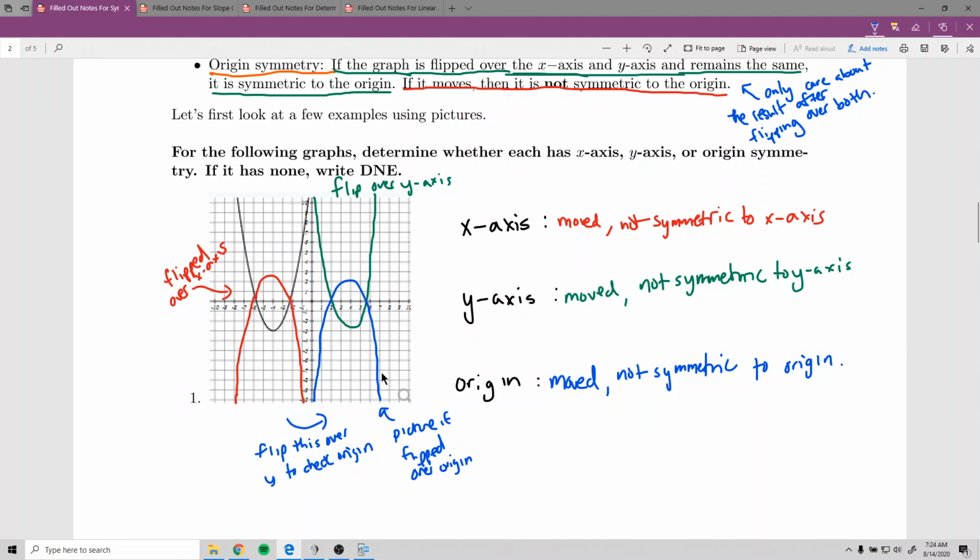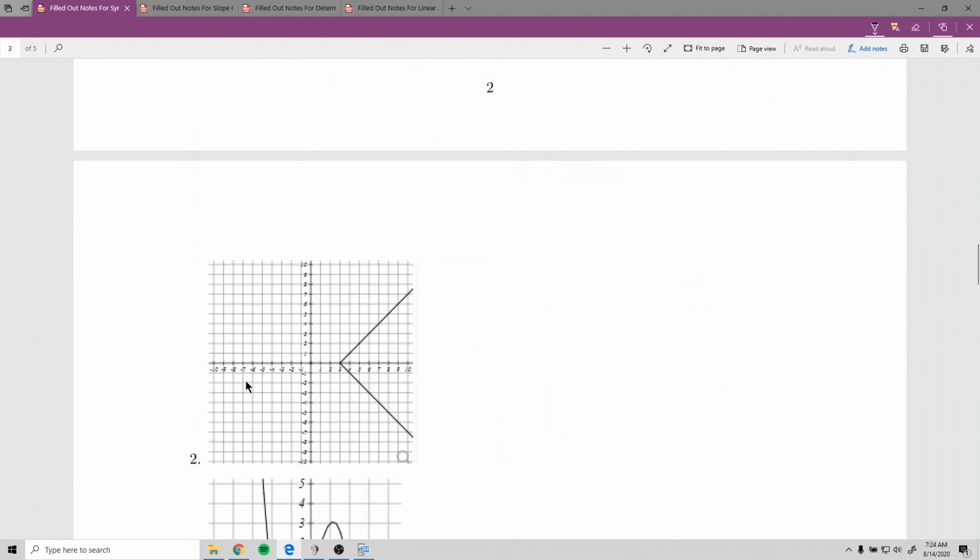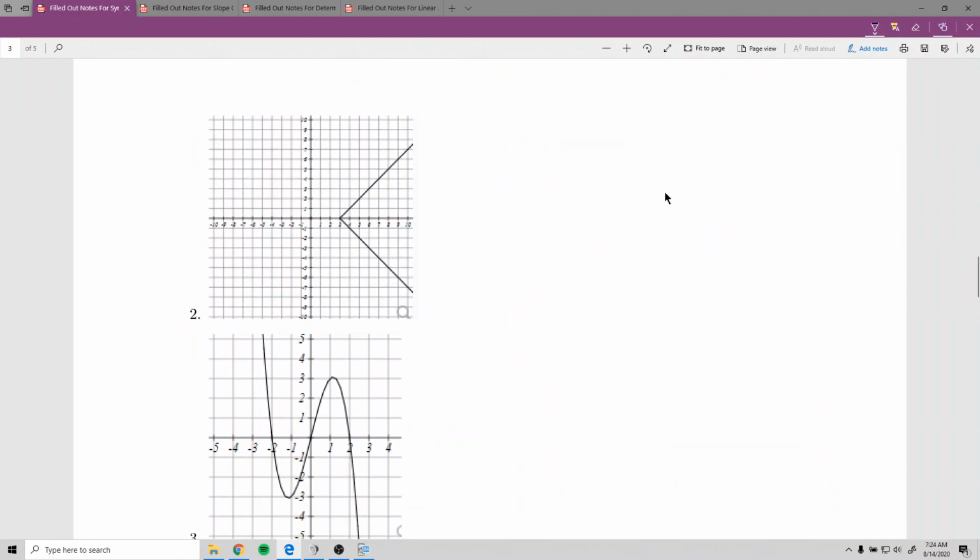Right. So I got a couple more here so you can actually see some symmetries. This is an example of one that has no symmetry, as far as X, Y, or origin, so this one is D and E. All right, so the next one here, check all three again: X-axis, Y-axis, and origin.